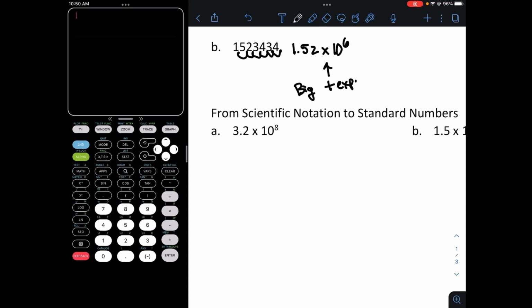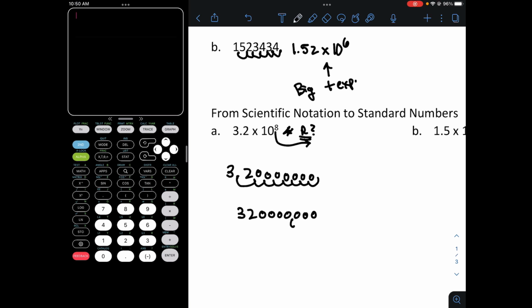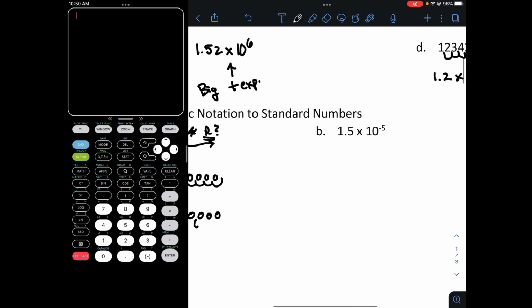Now, going the opposite direction, scientific notation to standard numbers, you're just doing the opposite idea. So first you have to think, am I going to move it left or right? And if we have a positive, you're going to move it right. So we want to make this 3.2, move the decimal 1, 2, 3, 4, 5, 6, 7, 8, and just fill in those gaps with zeros. So we're looking at 320 million.